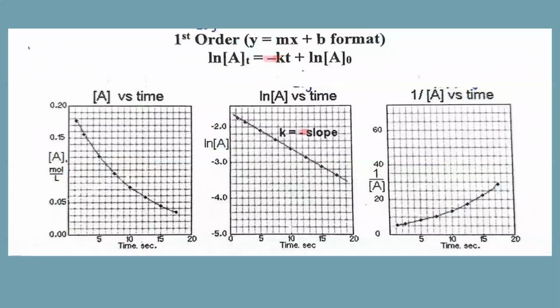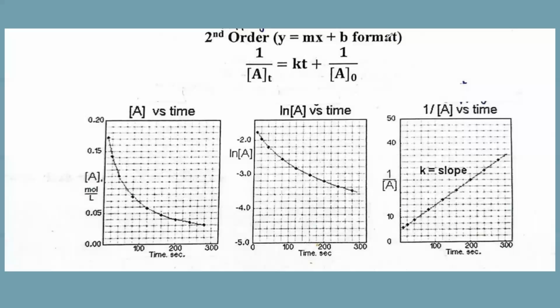Okay, so moving on to first order, we're again seeing that equation rearranged into y equals mx plus b format. But this time, you're seeing that straight line on the middle graph, the one that has natural log of A. Again, if you see a straight line and you notice that the y-axis is natural log of A, you are looking at a first order reaction.